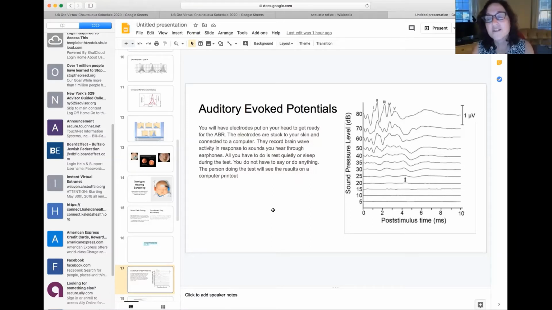What we're doing is putting clicks, usually broadband sound, in the ear, and we're going to look at the brain waves at different sound levels, like 80 decibels, 70 decibels, 60 decibels. You can see here wave 5, and they're mostly looking at waves 1, 3, and 5. As you go down, you start to see a flattening of wave 5 as the sound gets quieter. That's where the audiologist is going to determine the hearing levels are.